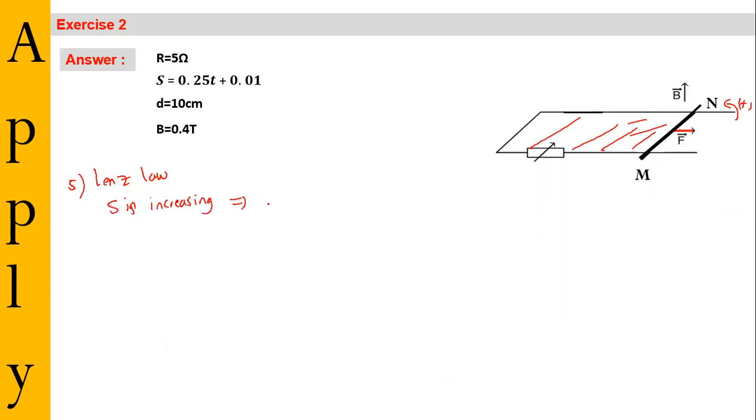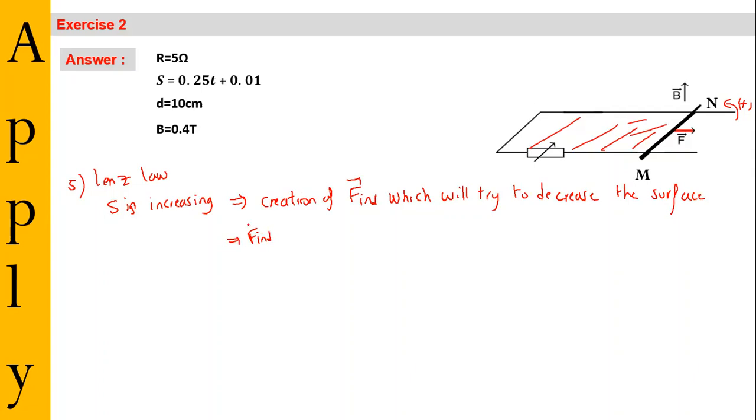This means there will be creation of F induced, which will oppose the increase. Then this means creation of F induced, which will try to decrease the surface. This means F induced must be, how? I try to make the surface smaller. So F induced is opposite to F.